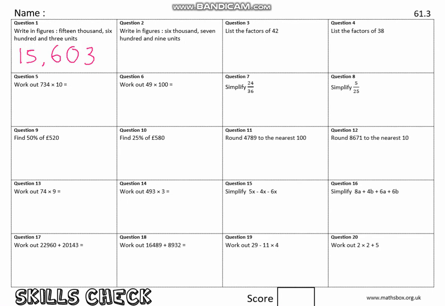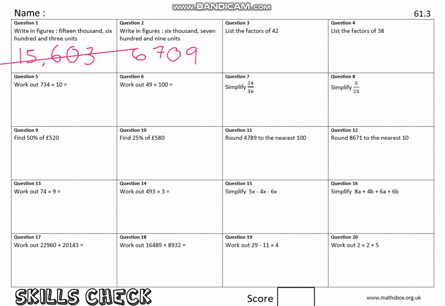Next one says 6,709 units. Again, we'll start with our 6, because that's our start point with our 6,000. After thousands does come hundreds, so we're going to write our 7 because we've got 700. But as with the last one, the next one should be tens, but we don't have any tens, so we're going to have to write a 0 there. Our last one is units, and we've got 9 of those, so we're going to pop our 9 in there. Okay?